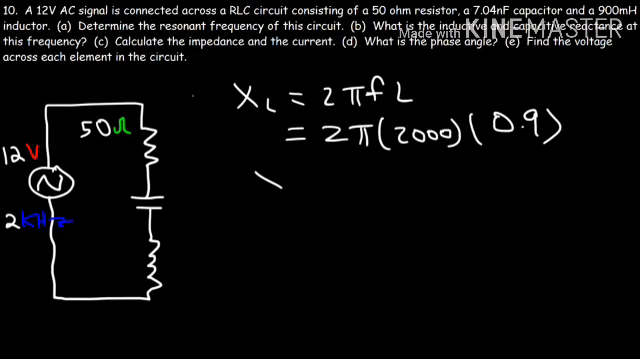So XL is about, if we round it, 11,310 ohms. So let's put that here. We're going to say it's 11.3 kilo ohms.